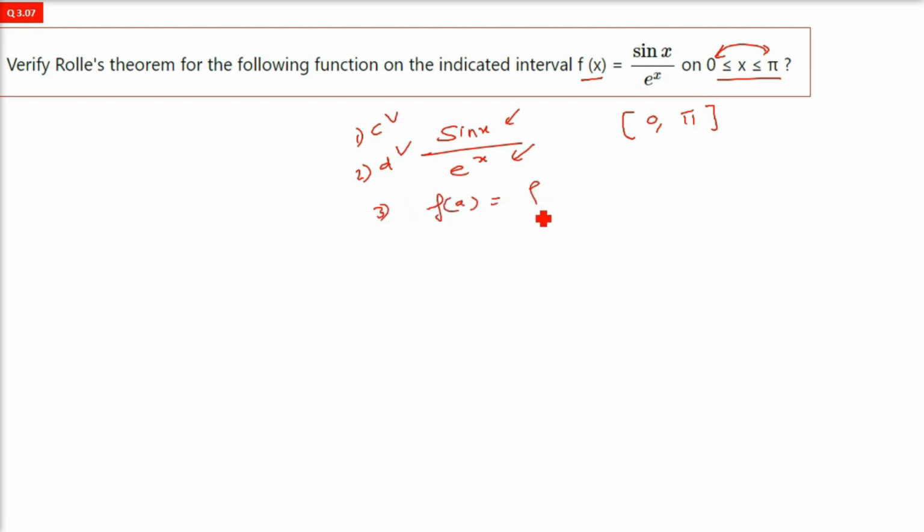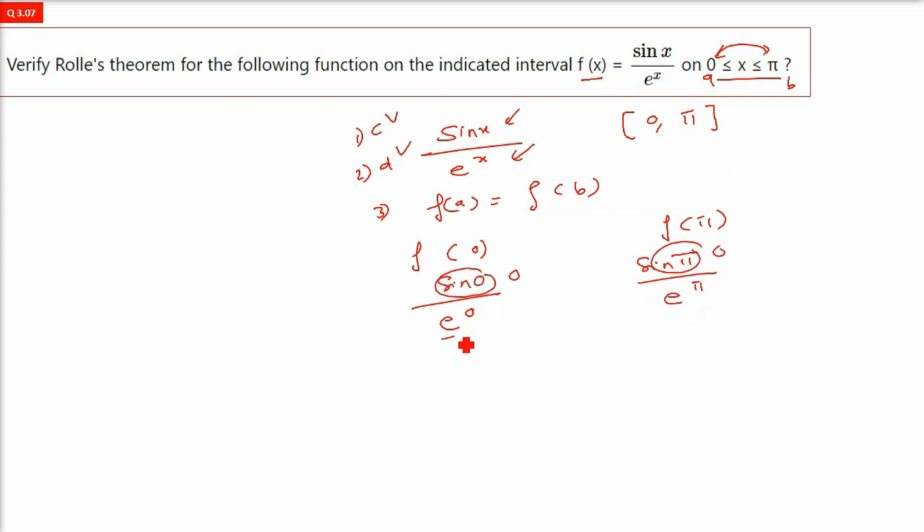The third thing is f(a) is equal to f(b). What is a? 0. What is b? π. So we will check whether f(a) is equal to f(b), or f(0) is equal to f(π). So we have sin 0 divided by e raised to 0, and here we have sin π divided by e raised to π. So e has a proper value. Sin 0 is 0, sin π is also 0. So 0 by some value will always be 0. So f(a) and f(b) are both equal to 0. So they have equal value.